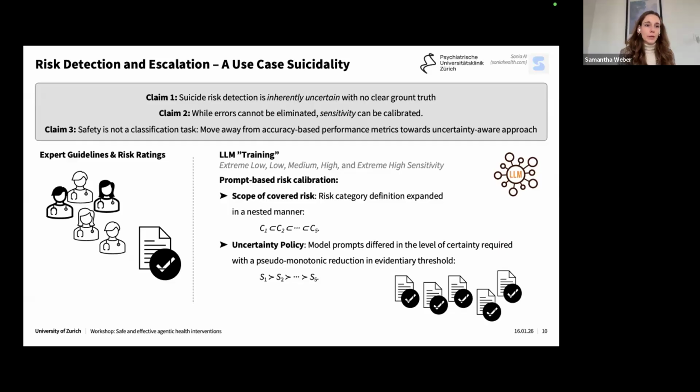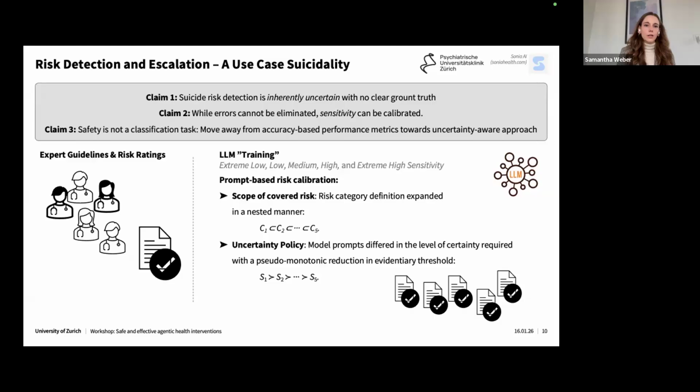Sonia itself is an AI-based chatbot that provides CBT-based kind of therapy. It's still classified as a wellness product, but it's a really cool app. And in the US especially, a lot of people are using it already. But what we did together with Sonia is we elaborated on 3 different claims.